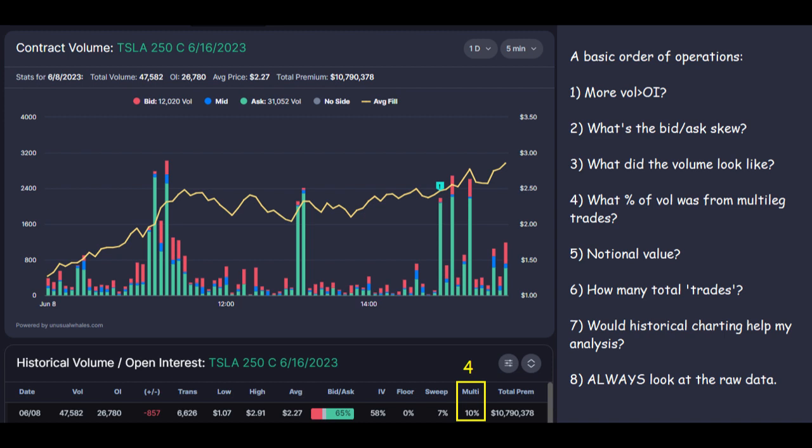What percentage of volume was from multi-leg trades? The total multi-leg volume was 10%, which isn't very high. This lets us know that the vast majority of the volume was from single-leg trades and not complex multi-leg trades.